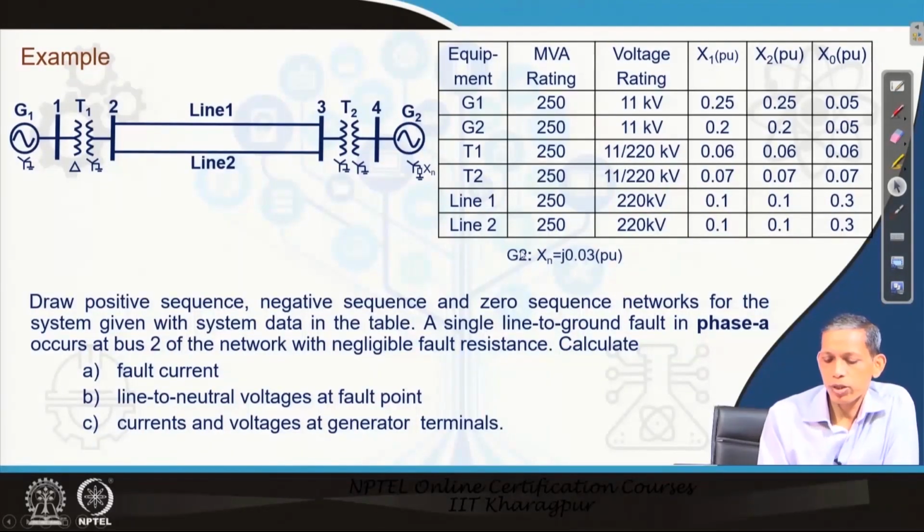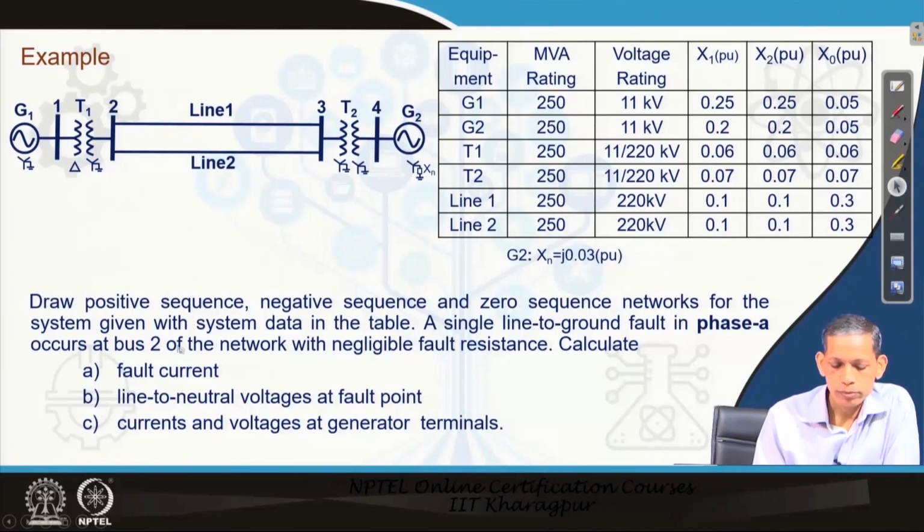Also, the corresponding reactance through which the second generator is grounded is 0.03 in per unit, which is available to us. Now, the task here is to draw the positive sequence, negative sequence and zero sequence networks for the system.